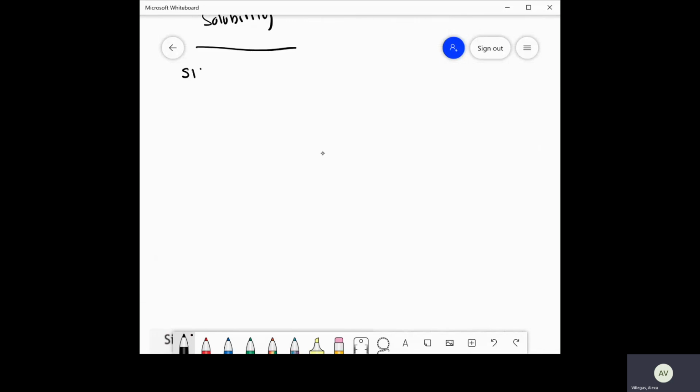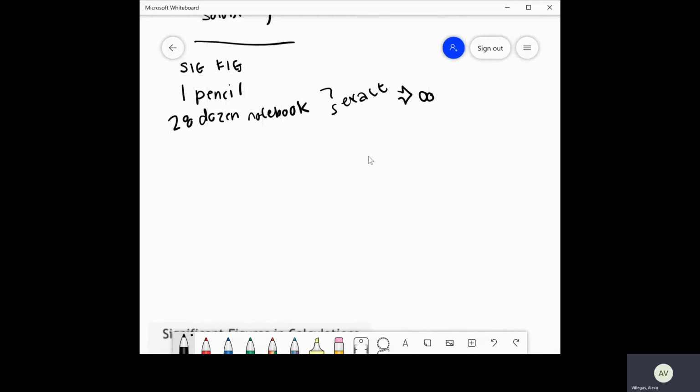And so to start off with, if you're given an amount that is exact, like 1 pencil, or I think one example was 28 dozen notebooks, if you have something that is exact like this, then it technically has an infinite number of significant figures. Unfortunately, we won't be dealing with those mostly in lab. What you're going to be dealing with is something more like this, where you're given data and you have to figure out what parts of it are significant for you.